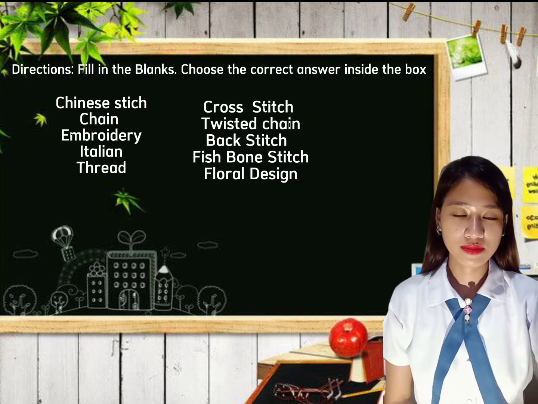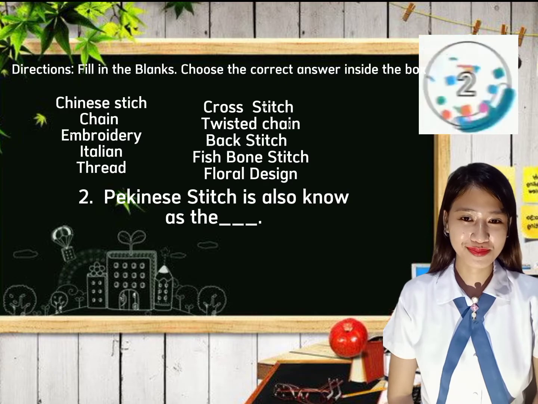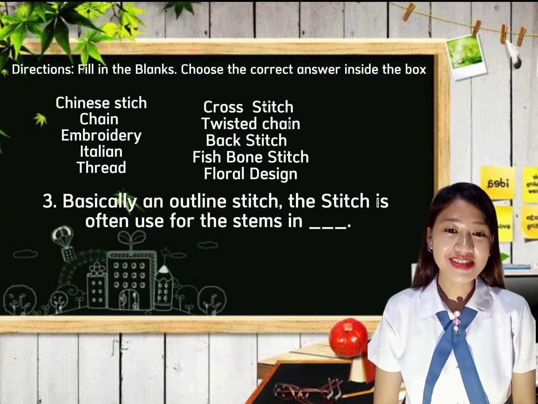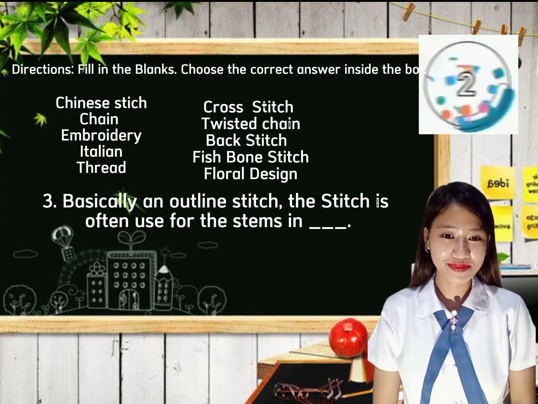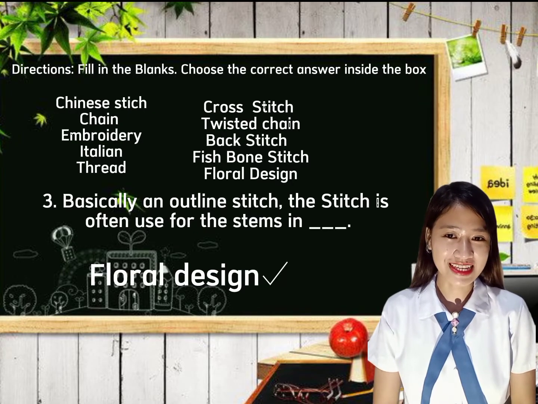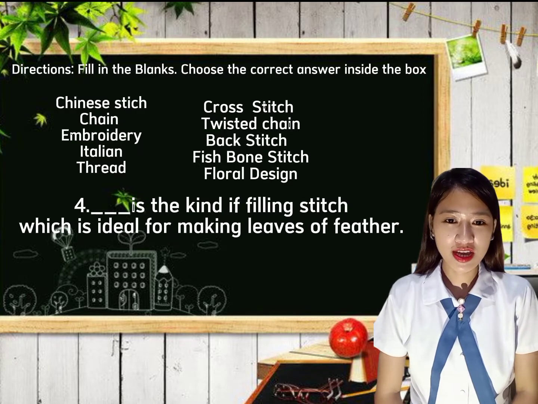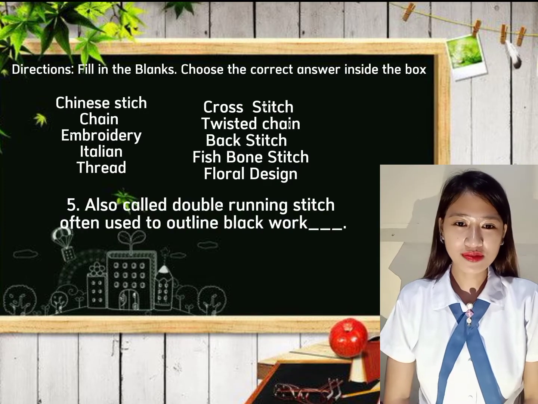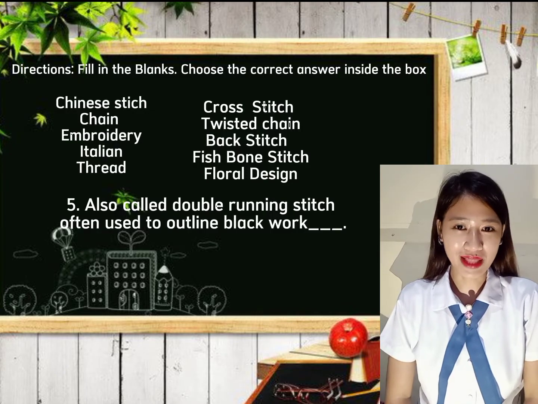Pekingese stitch is also known as the Chinese stitch. Basically an outline stitch, the stitch is often used for the stems in floral design. Number 4. Fishbone is the kind of filling stitch which is ideal for making leaves or feathers. Also called double running stitch, often used to outline backstitch embroidery.